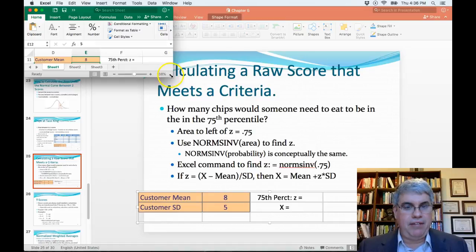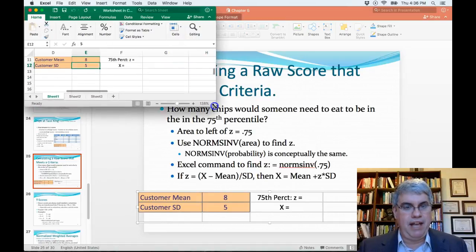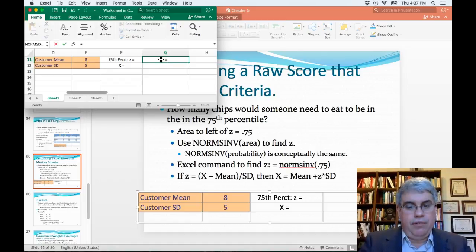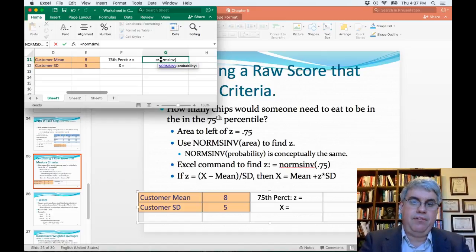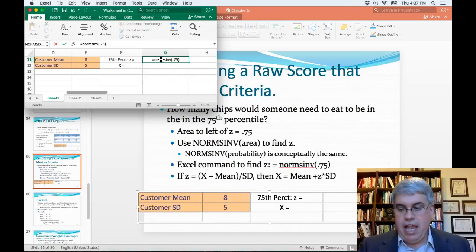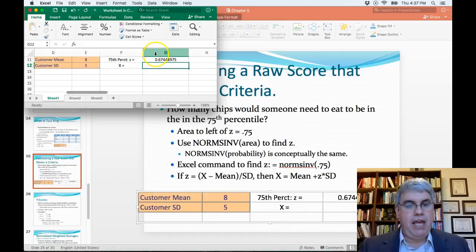There, I've pulled up Excel here, and let's look at what we have. We want to calculate the 75th percentile of z using the equation equals NORM.S.INV, open parentheses. Now we put the probability or the fraction of the scores that would be to the left, and the 75th percentile means that 75% of the scores would be to the left, so I put 0.75, close the parentheses, and press enter, and we get a z of 0.674.